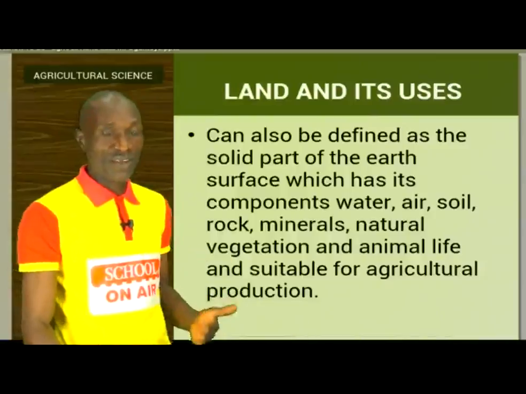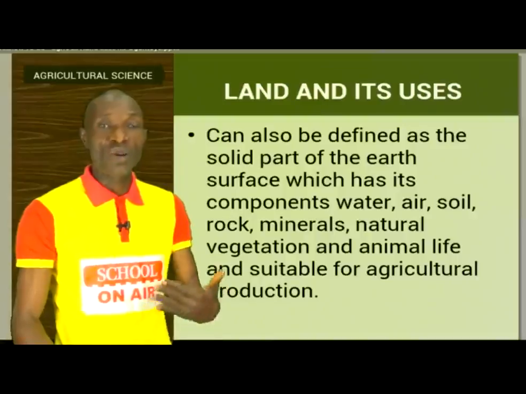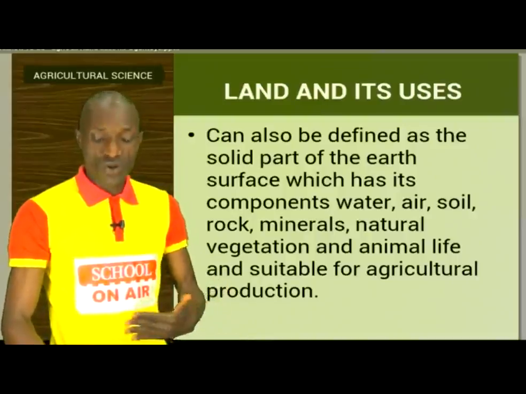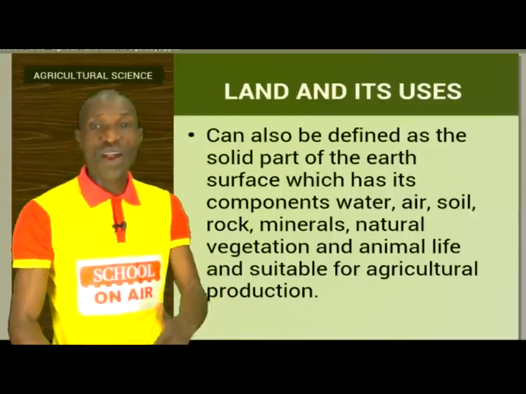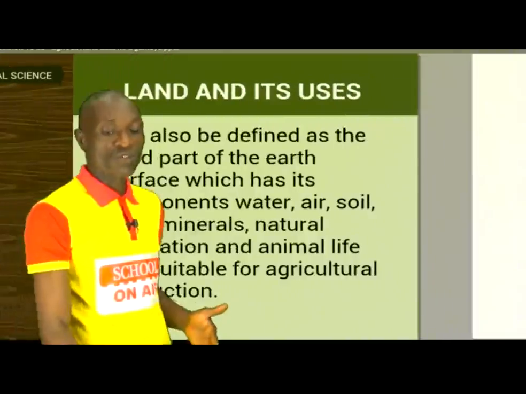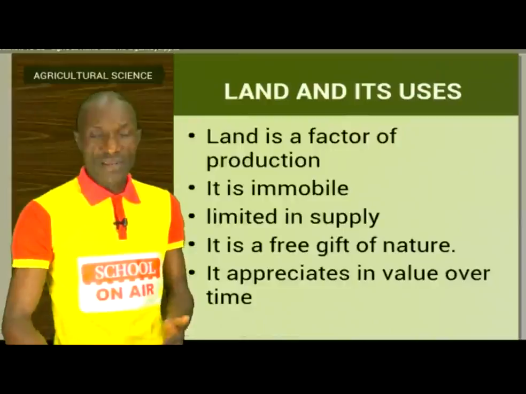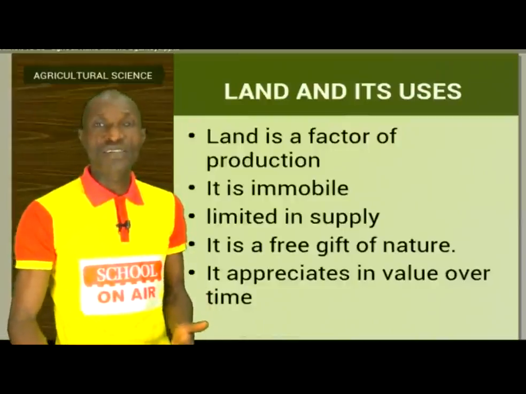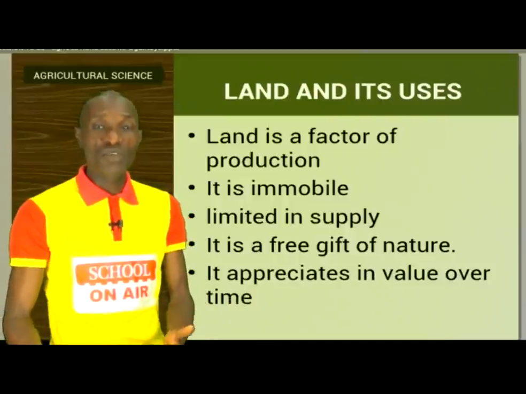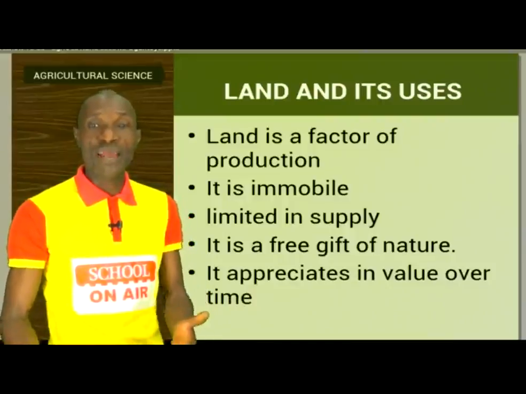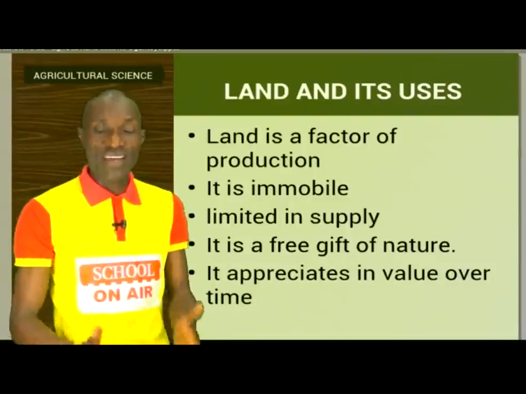And we said it's the solid part of the earth crust on which you have the components such as the soil, air, water, and so on and so forth. And we have natural vegetation, and you have livestock, the forestry. All these ones are on the land. And we also discussed land as a factor of production. That is, when you talk about factors of production, you refer to land, labor, capital, and entrepreneur, of which land stands out very well and clearly.